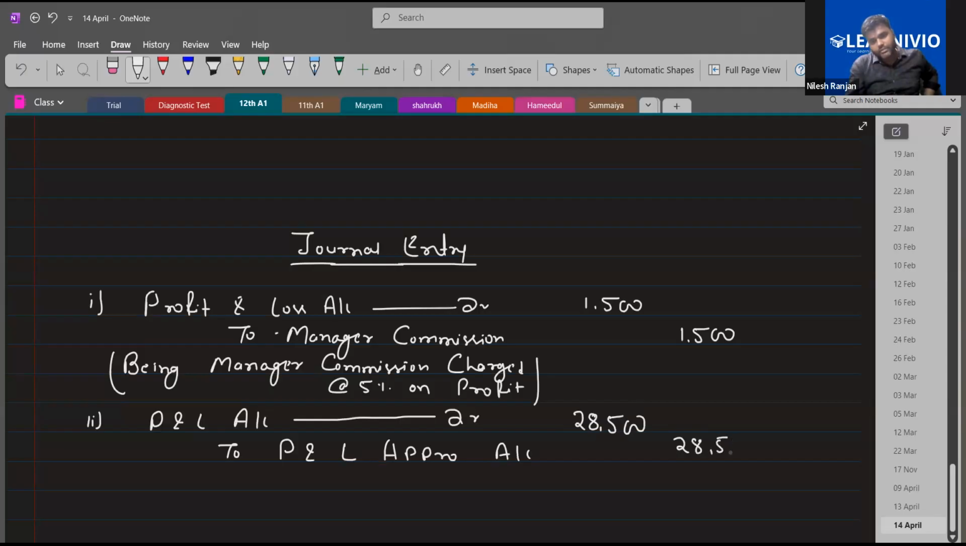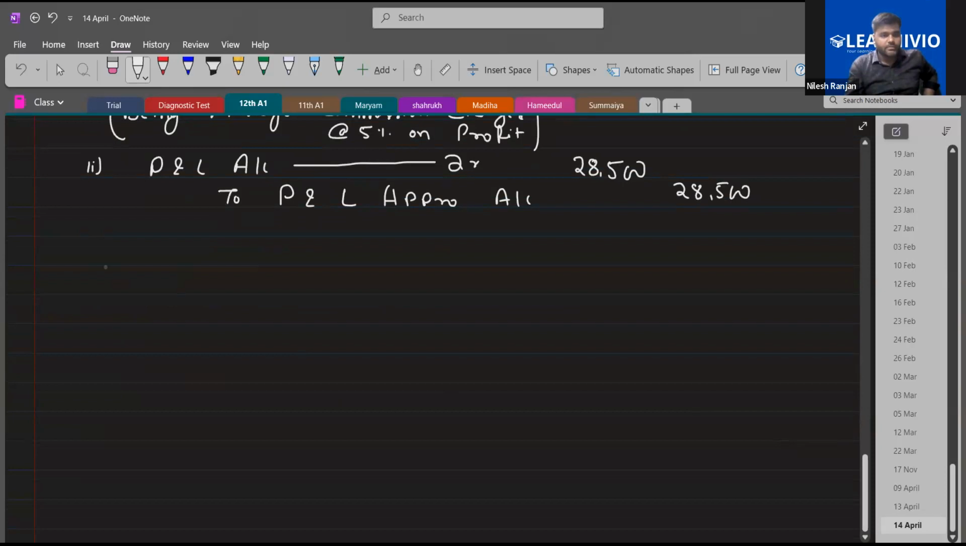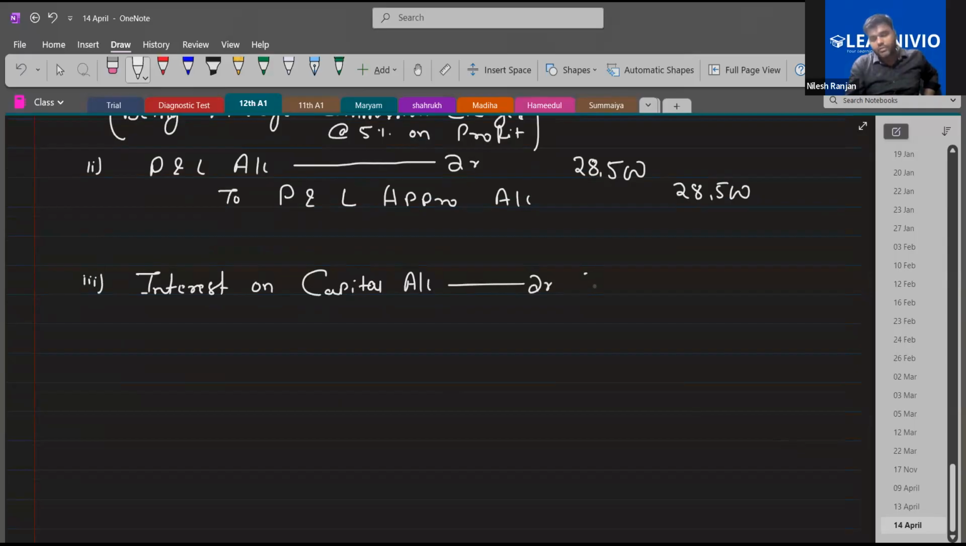Now from this profit, we have to deduct interest on capital. So the third entry is for interest on capital. Total interest on capital is 7,000. So we'll write interest on capital account debit 7,000 and to X capital to Y capital.